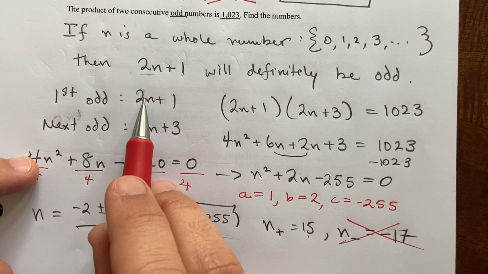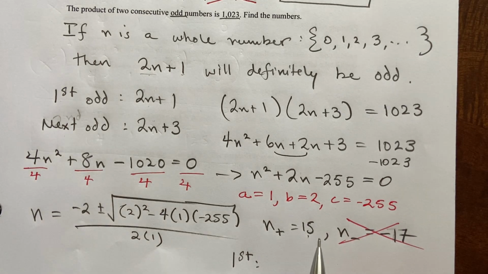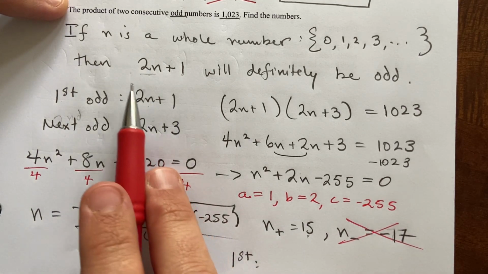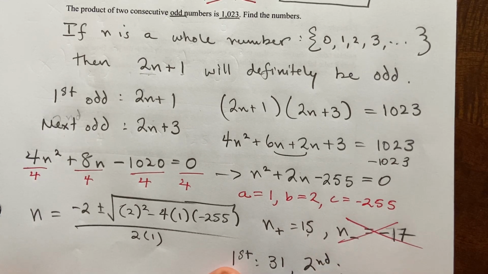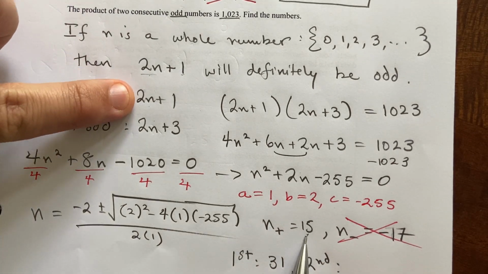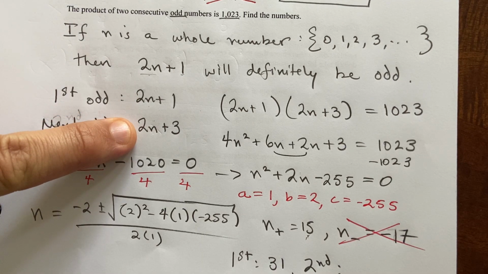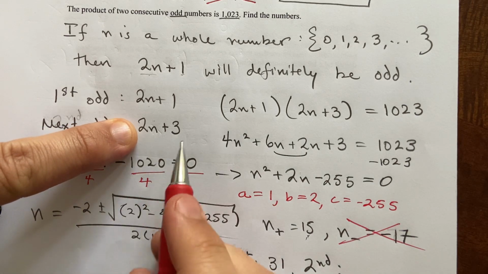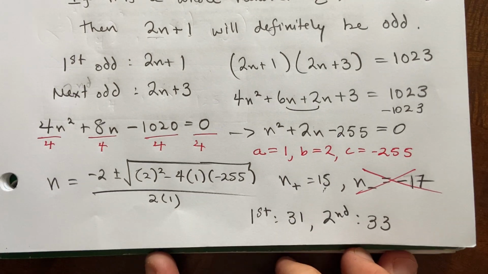Plug n in here. So the first would be 15 times 2, which is 30. So I'm getting a 31. And then the second, plugging in a 15 here now. Sorry, not there, but here now. So 15 times 2 again is 30. 30 plus 3, I'm getting 33.